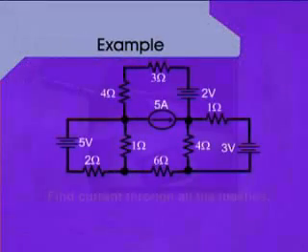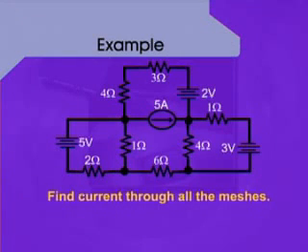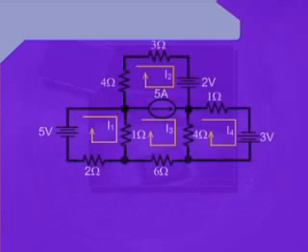Let's go to the slide. The circuit shows a resistive network having 3 independent voltage sources and 1 independent current source. Now, as usual, we assign the flow of current to each of the meshes. This circuit consists of 4 meshes.